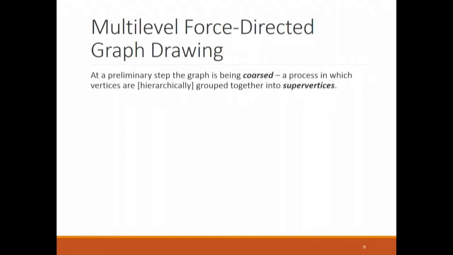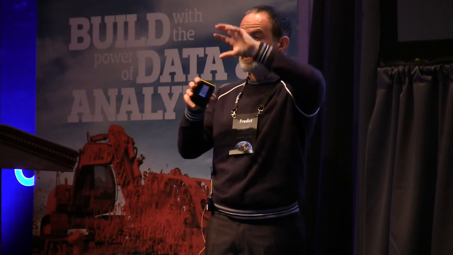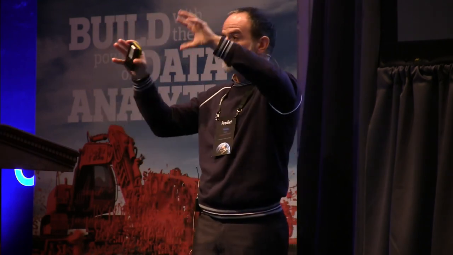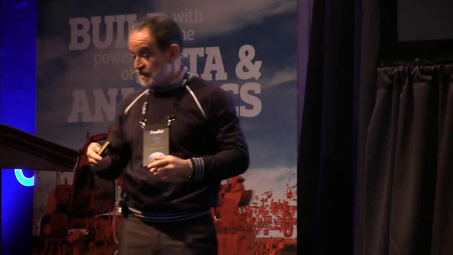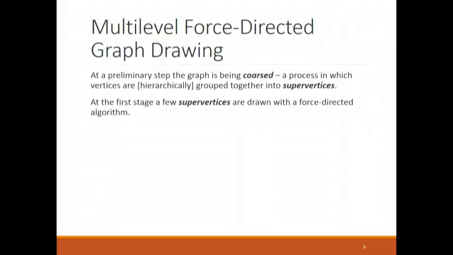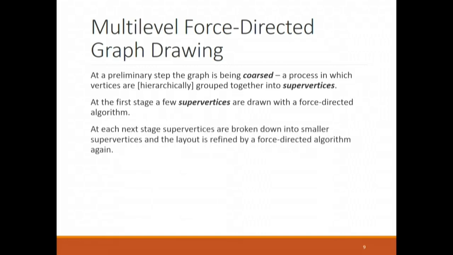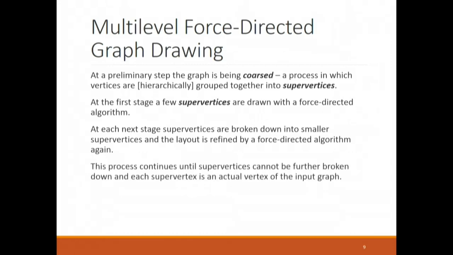The multi-level force-directed graph drawing approach imagines that the graph is first being coarsened. There is a phase of coarsening of the graph, which means grouping the vertices into supervertices, and then taking those supervertices and grouping them into supervertices again, repeating this multiple times, until we reach a point where the graph is represented only with a few supervertices. Then we draw the coarse graph with a force-directed algorithm. And then in multiple stages, we break down the supervertices into smaller supervertices, and we adjust the layout with a force-directed algorithm until the supervertices cannot be further broken. And this is the standard approach now towards drawing very large graphs quickly with a force-directed approach.